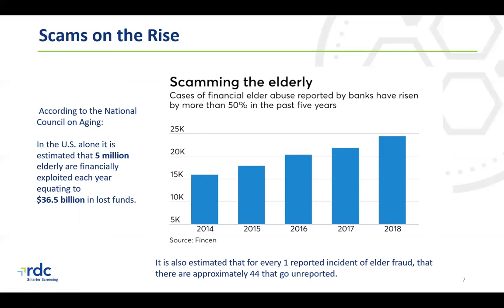Over the last 5 years, banks have reported an increase of more than 50% in elder fraud scams due to the regulatory scrutiny, meaning that regulators are enforcing these protective policies even more, and therefore banks are increasing the reporting of these incidents. In the United States alone, an estimated 5 billion elderly individuals are scammed each year, which comes out to about $36.5 billion lost in funds annually. What we found even more interesting is that for every one reported incident, 44 crimes of elder fraud go unreported or unaccounted for.